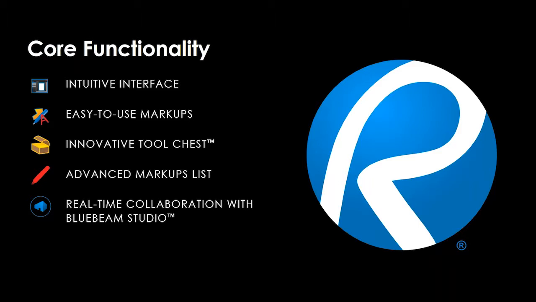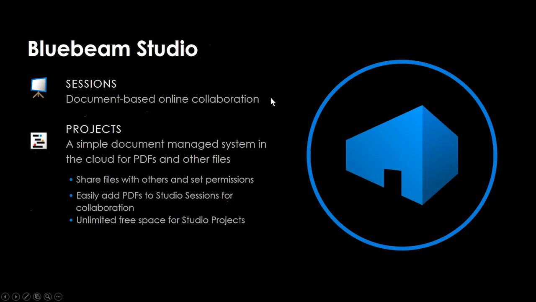And an aspect of the software called Bluebeam Studio, which allows for either online collaboration through the sessions portion of it, or essentially a Bluebeam Dropbox or FTP site for storing what are called projects. So I'm going to show you both of those briefly at the end. Again, sessions is document-based online collaboration. Now, the documents or PDFs in projects you can share and use with really any kind of product whatsoever.